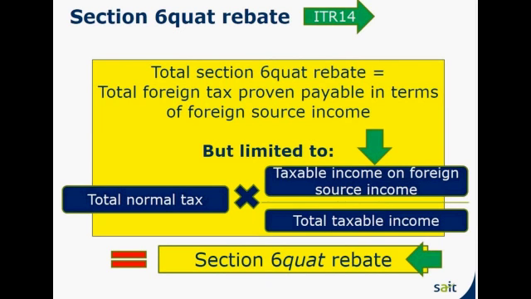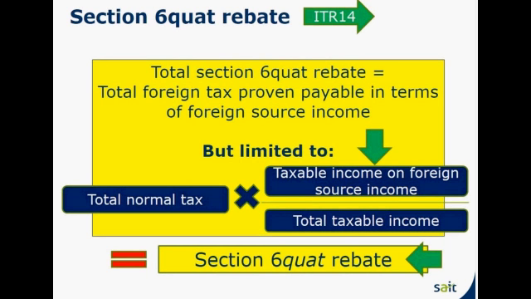Something that a lot of you might have started to wonder about: if you've got a client or a company that renders services from South Africa to a client outside South Africa, and there's still tax being withheld in that other country. Unfortunately, the other country withholds the tax even though the service is physically performed from South Africa. Would they qualify for a Section 6 quat rebate?